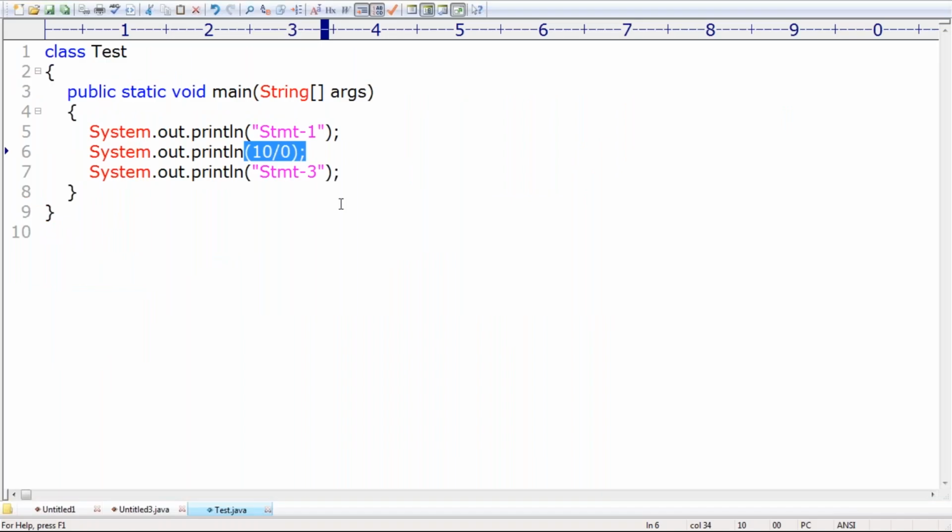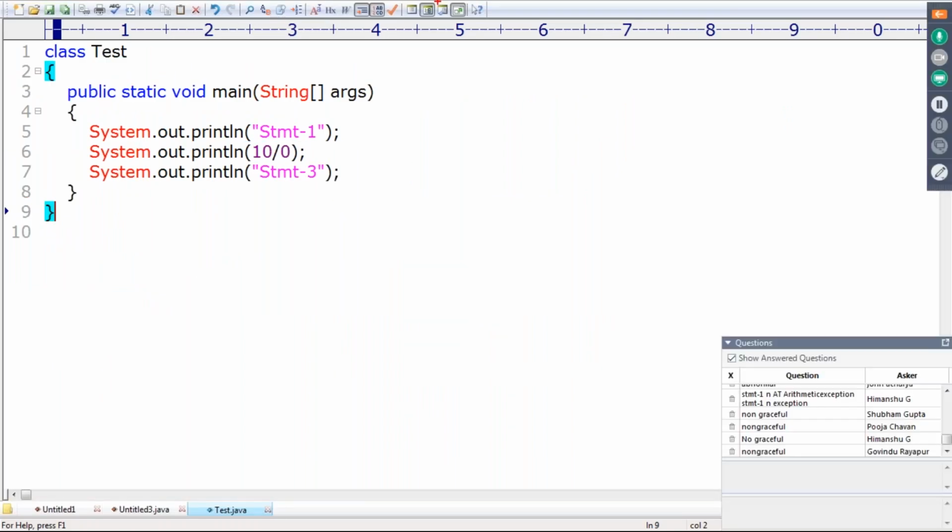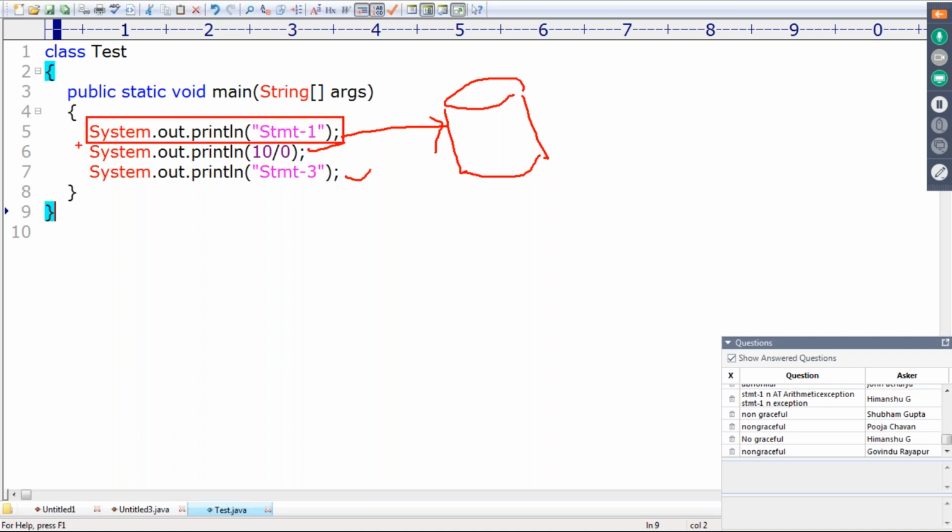Assume that this one is open database connection. Assume open database connection is my first statement. Now the second statement, reading the data. Third statement, closing the database connection. Open DB connection, next read the data, and then close the DB connection. Assume open DB connection is successful, but while reading the data I'm facing some problem. Immediately, the program will be stopped by raising that exception.